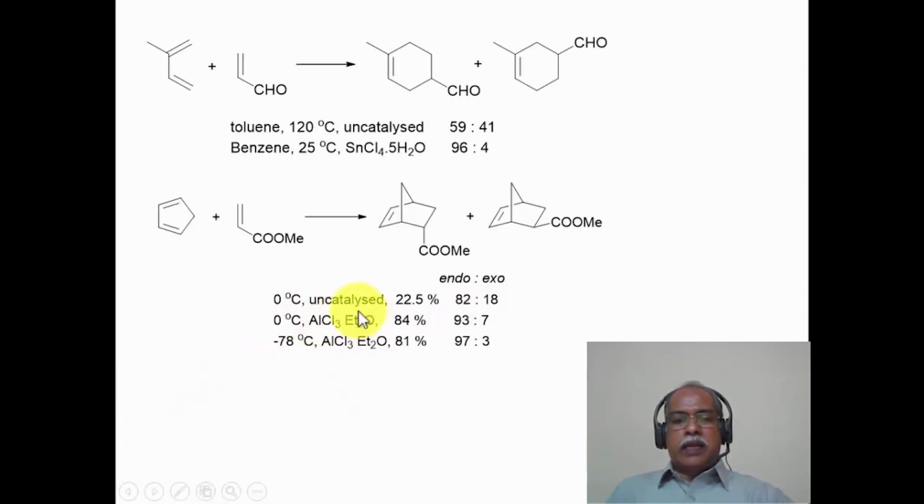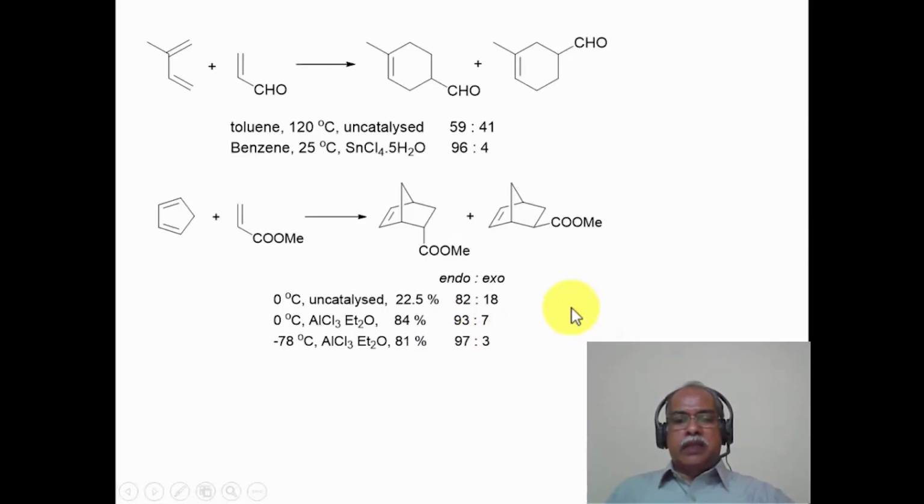However, when aluminum chloride is added to this reaction mixture, the reaction proceeds to give 84% yield at 0 degrees over a certain period of reaction. And the endo-exo ratio is now more in favor of the endo adduct, which is 93:7. When the reaction is carried out at even lower temperature, the reaction essentially goes to completion to 81%. And the endo-exo ratio is further enhanced to about 97:3.